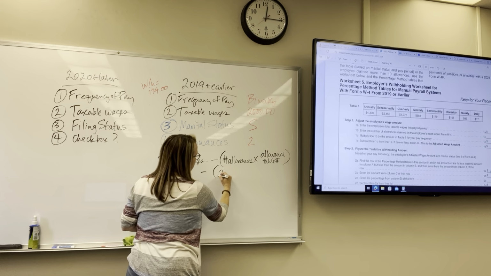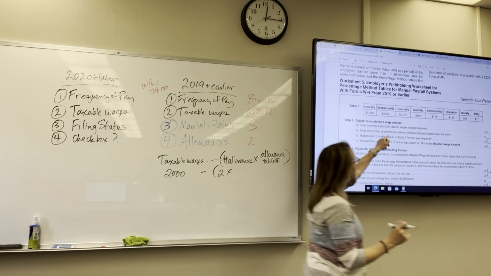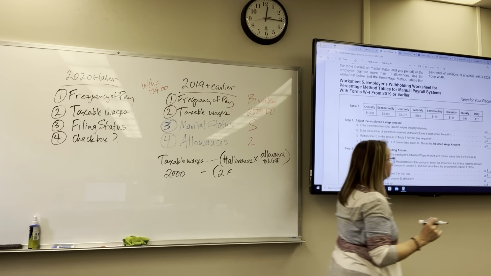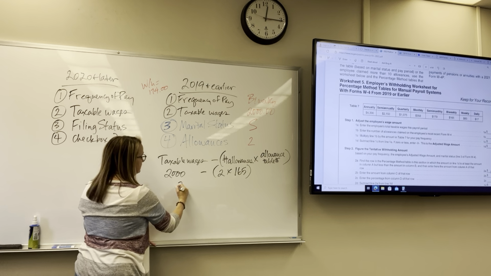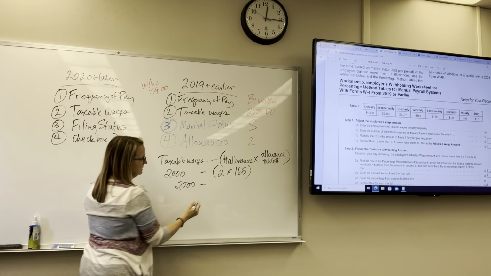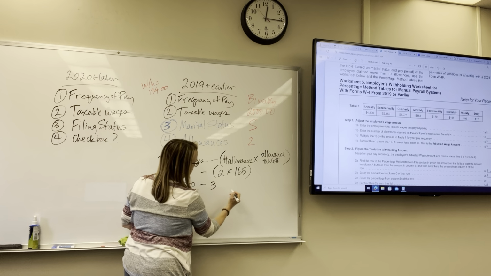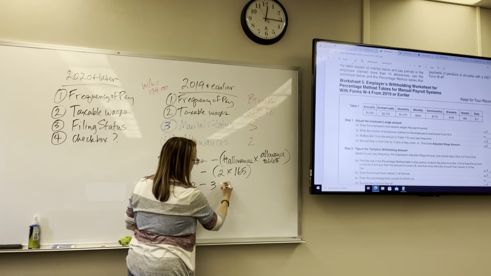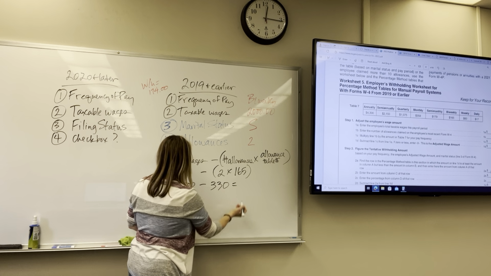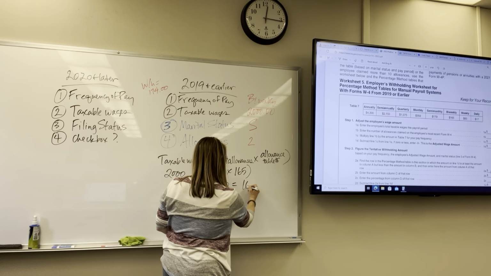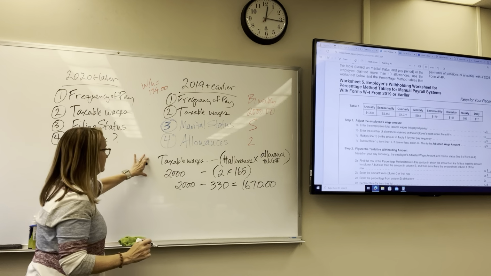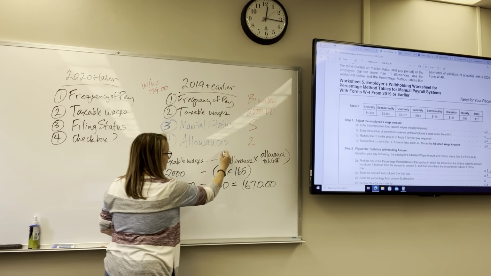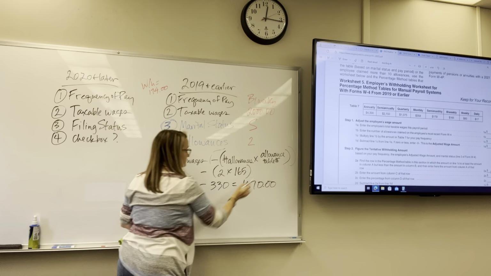minus 2 times, it's bi-weekly, so 165. So 2,000 minus 330 equals 1670. Okay, so this step here is new, okay?